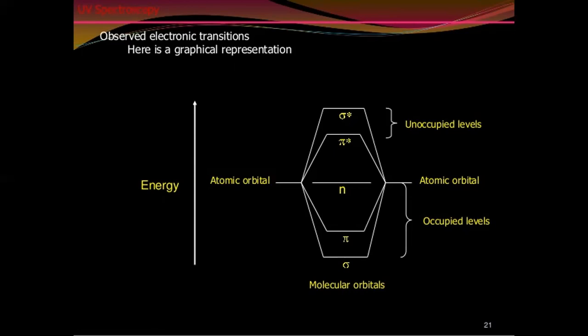And oxygen, O2 present in the air, begins to absorb. Generally in oxygen molecules, you have a sigma to sigma star transition. It is a high energy transition, so it begins to absorb at low wavelength.